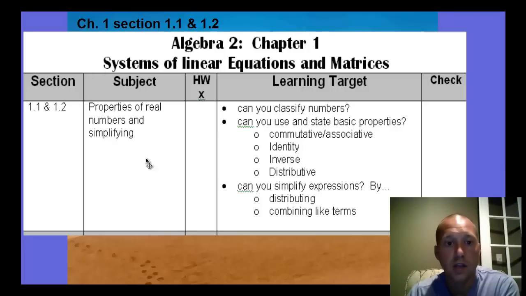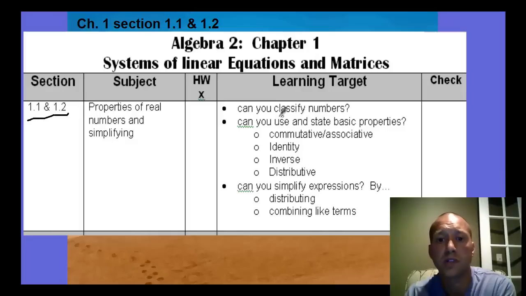So this is the assignment sheet that gets passed out to you. We are going to cover 1.1 and 1.2 today. You get two sections tonight. The properties of real numbers and simplifying is the main topic. Here are the learning targets, which you should use to help review for quizzes and tests.